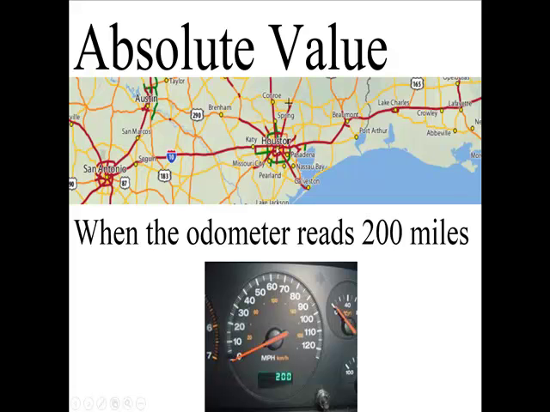Okay. So the absolute value of a negative 200, in other words, you went 200 miles to San Antonio, the absolute value of a negative 200 is going to be 200 miles in your odometer. Okay. If you went east to Lake Charles and you traveled 200 miles, your odometer is going to say 200. Okay. So it doesn't matter if you went west or east, your odometer is going to say 200.